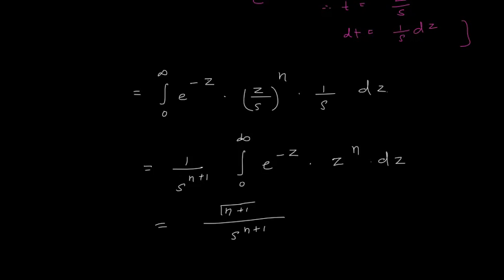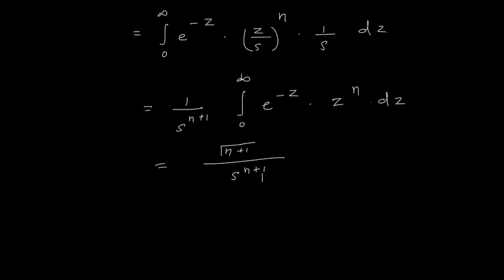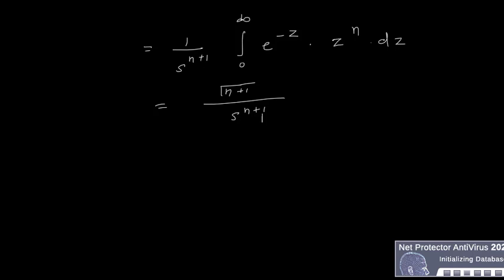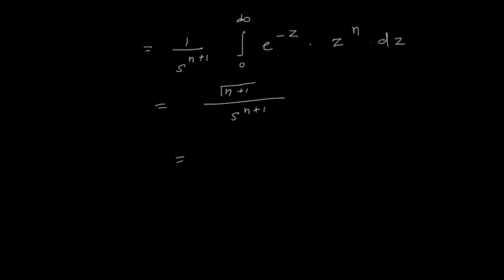Now if n is a positive integer, then gamma n plus 1 can be written as n factorial upon s power n plus 1. This is when n belongs to positive integers. So when n is a positive integer, we can say this as n factorial upon s power n plus 1.